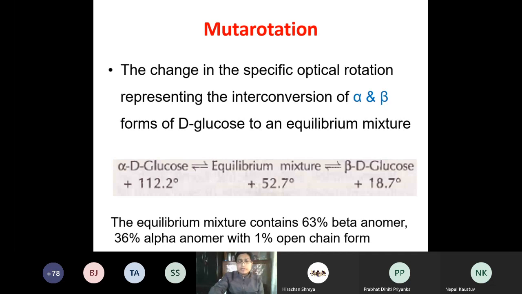That's why there is mutarotation, that means there is a change in the optical activity, because the alpha form in the solution is getting converted to the beta form. As the alpha form and beta form have different optical rotation, naturally there will be a change in the optical rotation. This is known as mutarotation. That means when glucose is dissolved in solution, its optical activity changes because the alpha form is converted to the beta form. In the equilibrium mixture, only about 36% will be in the alpha form, and around 63% will be in the beta form. Okay, this is about mutarotation.